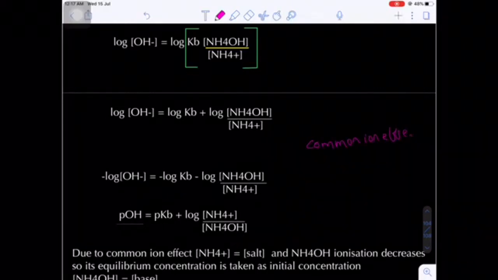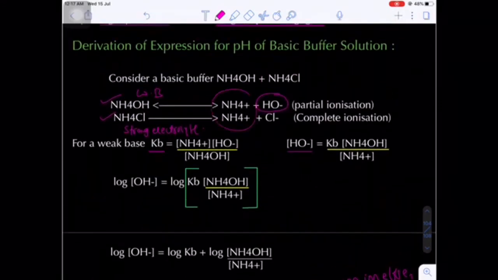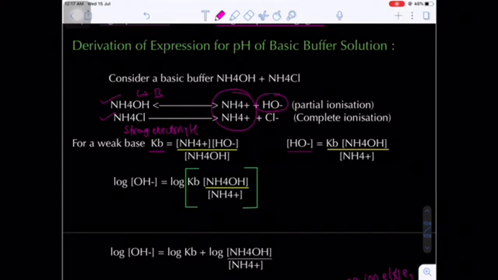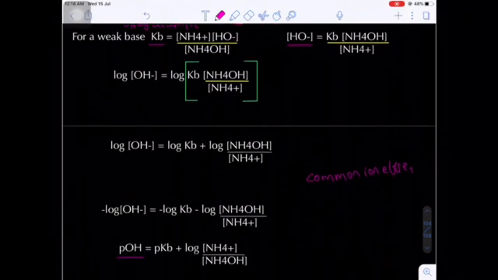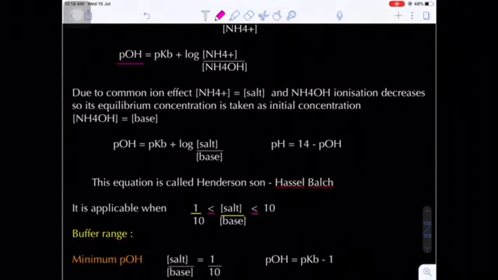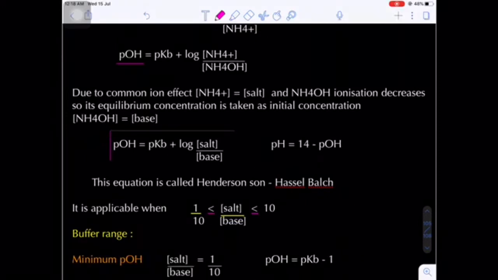Now here also we are applying the common ion effect. What is the common ion here? Ammonium ion. In both cases the ammonium ion is common. In the presence of NH4Cl, the ionization of ammonium hydroxide further decreases due to the common ion effect. That's why the concentration of ammonium ions is taken from the salt only. Are you getting my point? And the equilibrium concentration of ammonium hydroxide is considered as the initial concentration, because the ionization of ammonium hydroxide is almost negligible due to the common ion effect.